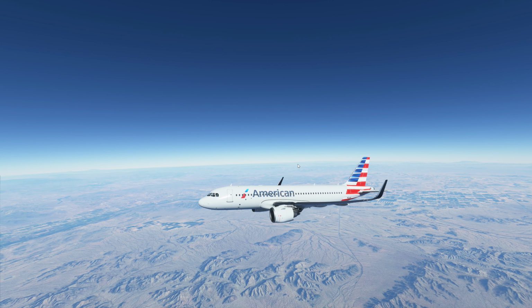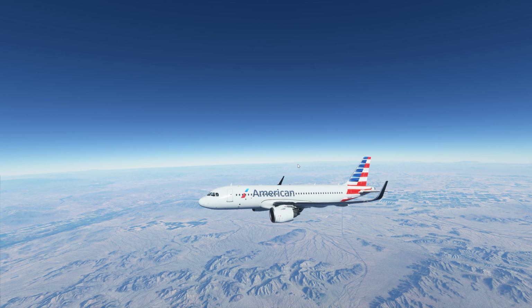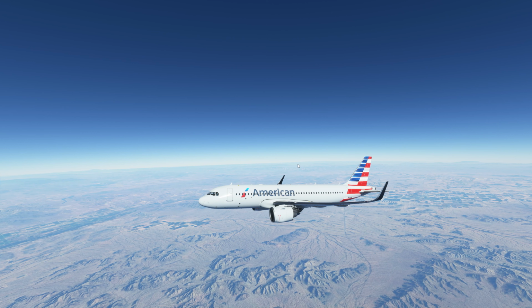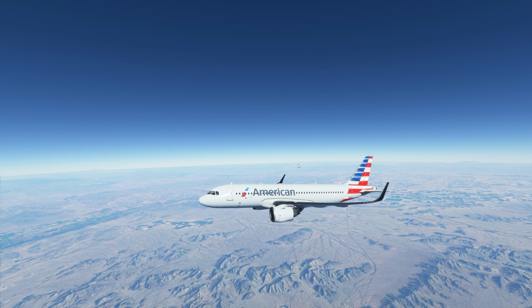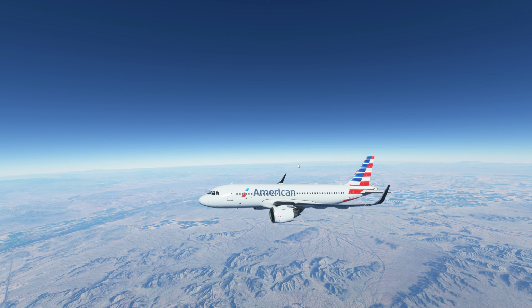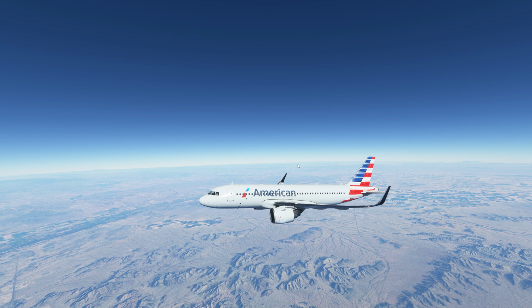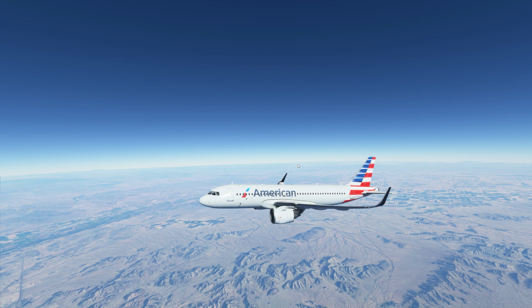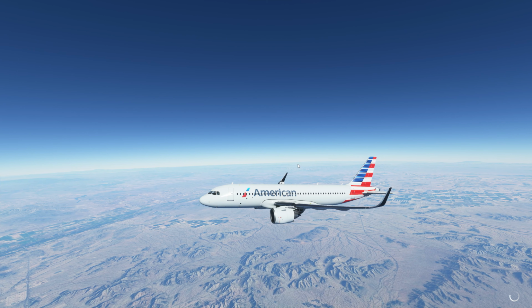Okay, and for those of you who don't know, you have TOC and TOD. TOC is top of climb. This is the altitude at which the aircraft levels out and you reach your cruise altitude. And then you have your top of descent, which is the point or location at which you would begin descending the aircraft back down to the landing altitude.